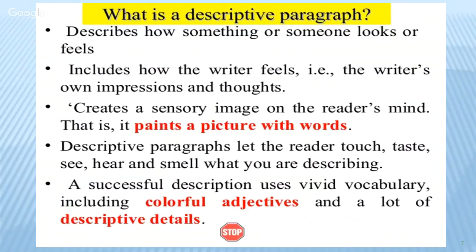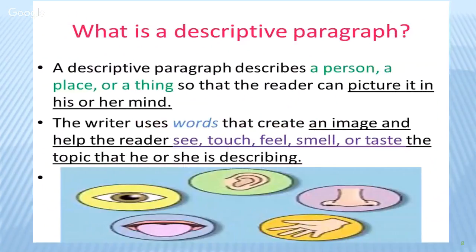You should know a lot of words, including colorful adjectives and a lot of descriptive details. So colorful ಅಂದ್ರೆ ತುಂಬಾ ವಿವರಣೆ ಮಾಡುವಂತ adjectives. Adjectives ಅಂದ್ರೆ ವಿಶೇಷಣಗಳು. A descriptive paragraph describes a person, a place or a thing so that the reader can picture it in his or her mind. So ನೀವು ಅದ್ರ ಬಗ್ಗೆ ಓದ್ತಾ ಇದ್ರೆ, ಕೇಳ್ತಾ ಇದ್ರೆ ಅದನ್ನ ನಮ್ಮ ಮೈಂಡ್ಸ್ ಐ ನಲ್ಲಿ ಅದರದ್ದು ಒಂದು ಪಿಕ್ಚರ್ ನಾವು ರೂಪಿಸ್ಕೊಳ್ಬೇಕು. ಆ ತರ ಇರಬೇಕು. The writer uses words that create an image and help the reader see, touch, feel, smell or taste the topic that he or she is describing.